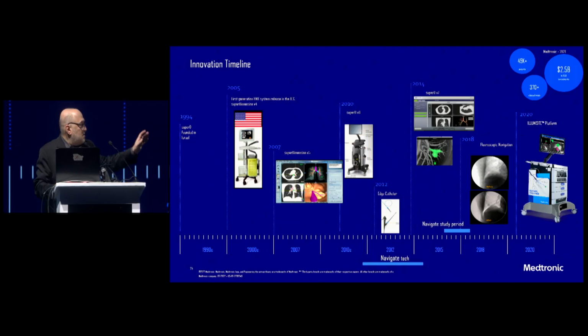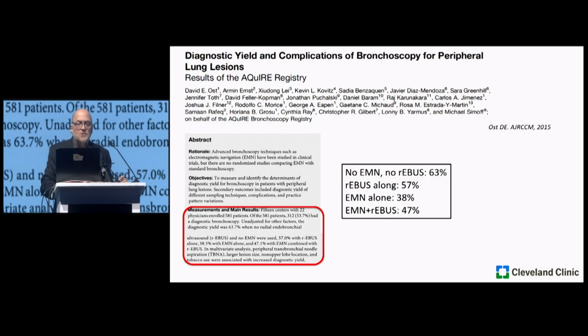Well, here's just a timeline of the superDimension, right? The Lumicite. And you could see very quickly, over sometimes a span of months to years, the technology advanced. So if I did a trial in 2012, which is the Navigate trial, by the time 2015 came around, that Navigate trial was almost irrelevant because new technology had replaced what they were already studying. So technology moves faster than clinical trials can go.